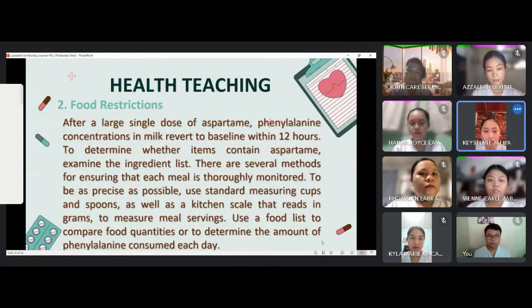After a large single dose of aspartame, phenylalanine concentration in milk reverts to baseline within 12 hours. To determine whether an item contains aspartame, we must examine the ingredient list. There are several methods for ensuring that each meal is truly monitored. For example, to be as precise as possible, we have to use standard measuring cups and spoons, as well as a kitchen scale that reads in grams to measure meal servings. Use the food list to compare food quantities to determine the amount of phenylalanine consumed each day. Next slide, please.